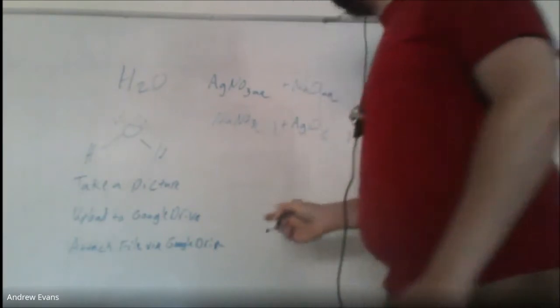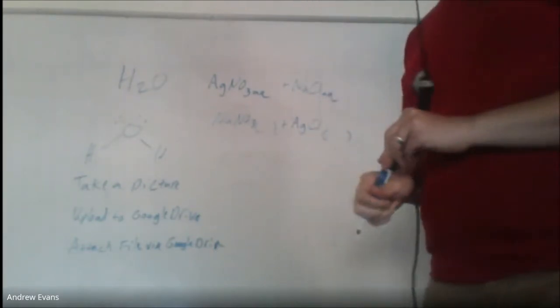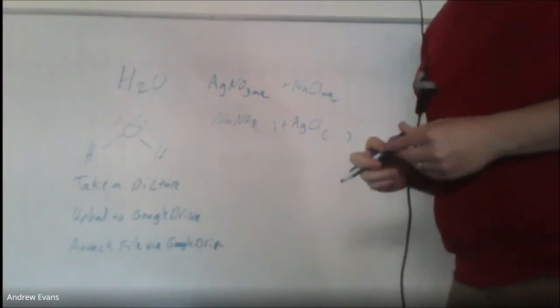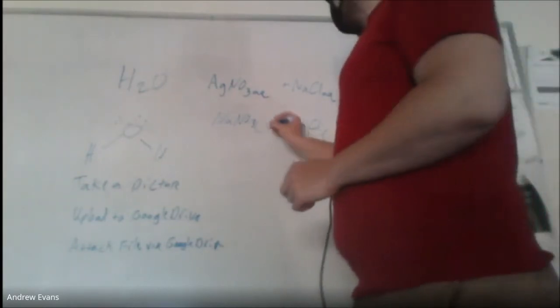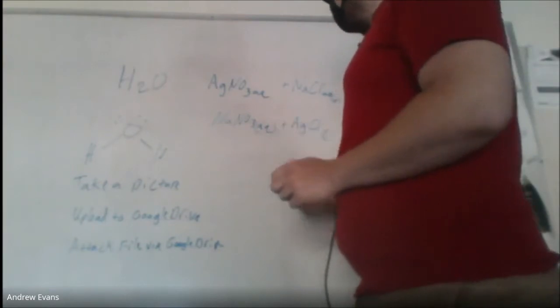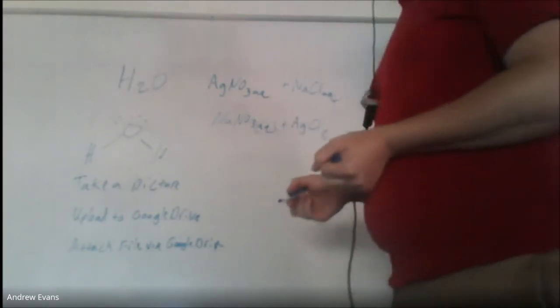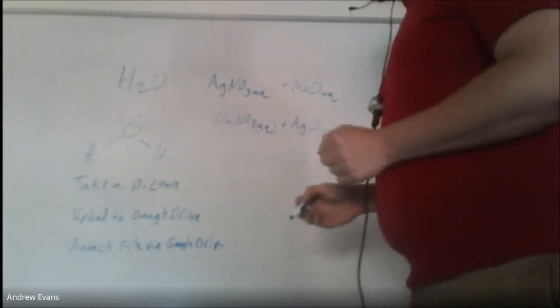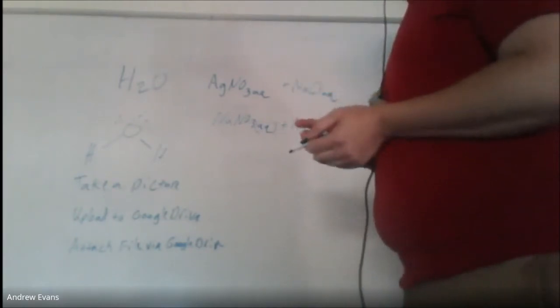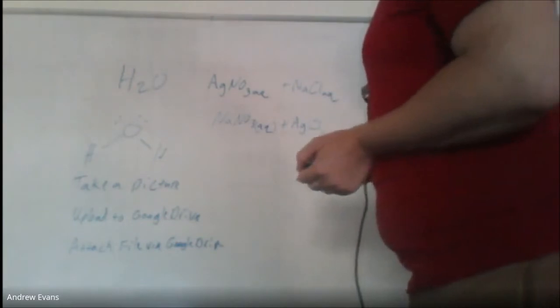Step 2, cross-reference the compounds onto the solubility chart. You see sodium nitrate, oh, that's aqueous. Silver chloride, well, that's a solid. That's going to be precipitation. Step 3, break up the ions.